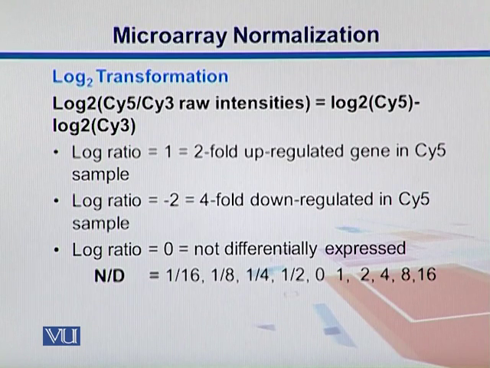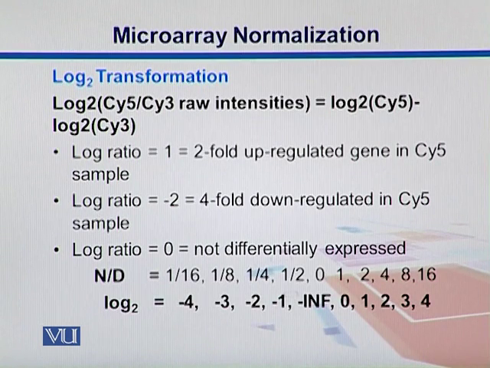So we have numerator by denominator 1 by 16, 1 by 8, 1 by 4, 1 by 2, 0, 1, 2, 4, 8 and 16. So these are the numbers. If you correspond them with the log2 scale, 1 by 16 ratio is -4. So it's telling that the denominator is 16 times higher than the numerator. The thing on the top of this equation is 16 times less than the bottom one.